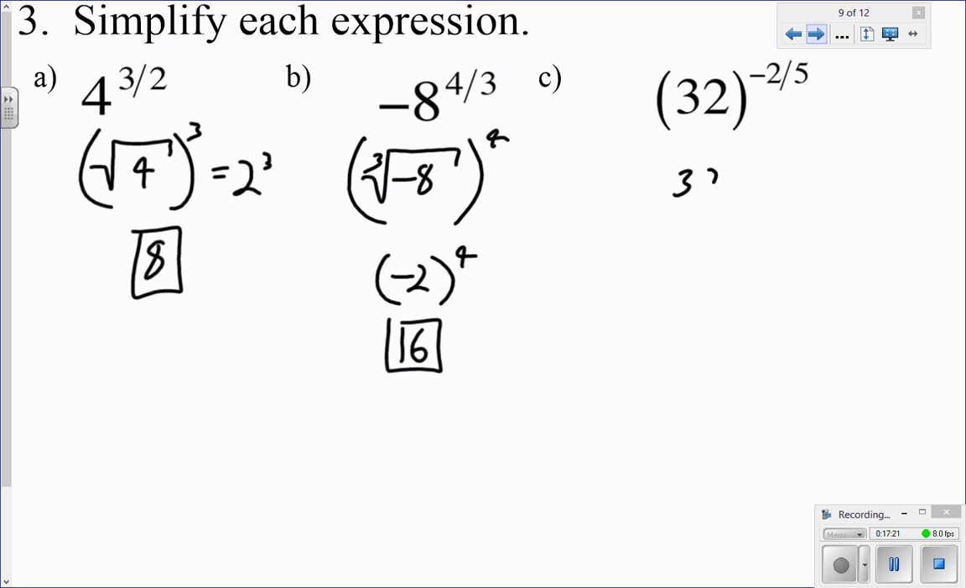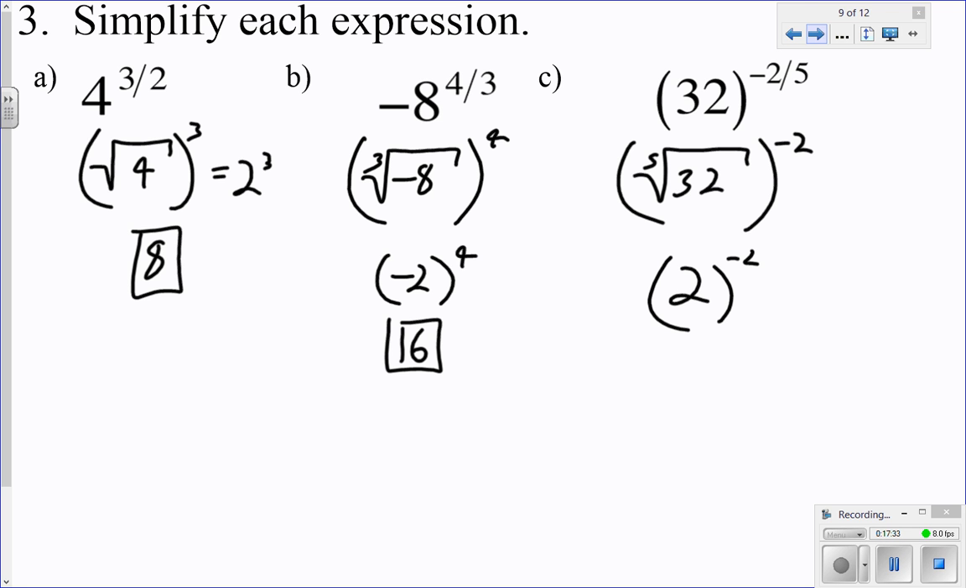Then you have 32 to the 5th root, then to the -2 power. Well, the 5th root of 32 is 2, to the -2 power. Remembering a negative power just drops things into the denominator, or you reciprocate them. So this is equivalent to 4 to the -1 power, because that's 2 squared. And as I reciprocate that, I get 1/4 as my final answer.